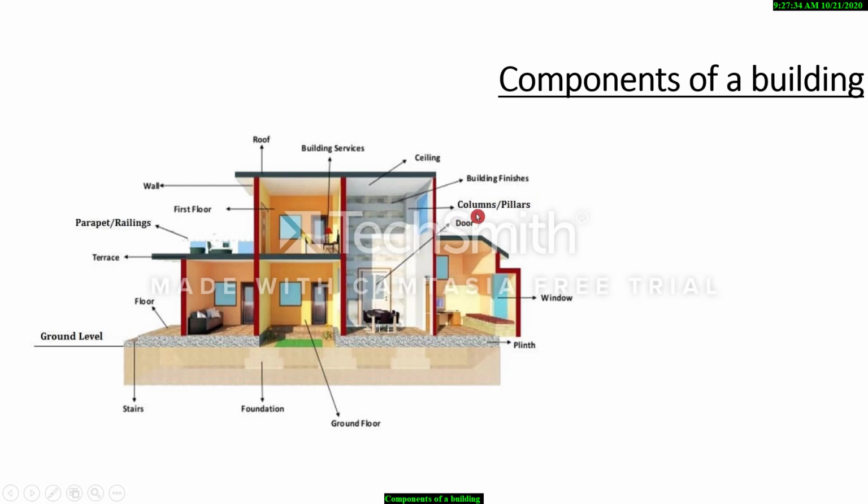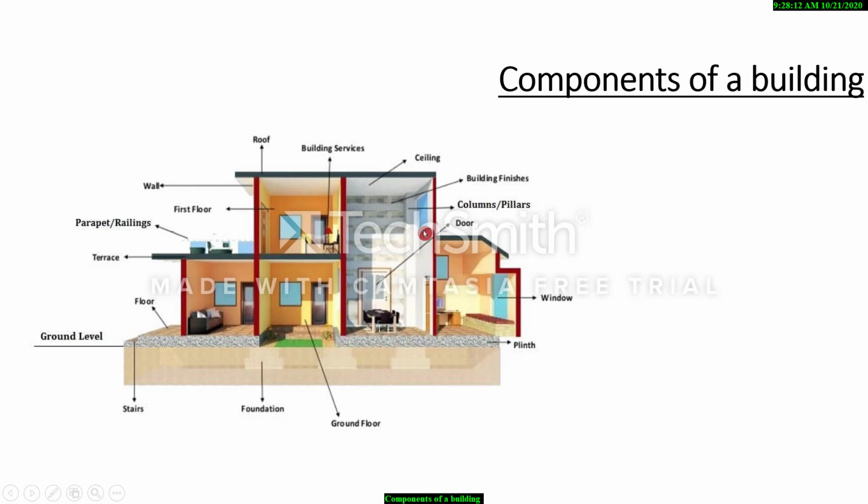Then we may have columns and pillars for some buildings, doors, windows. Then comes the floor, terrace as required. Then the parapet or railings run around the terrace. Then the various floors. This is a two-story building. So first floor, the wall. So this comprises the superstructure, and I told you the plinth is basically a raised platform.